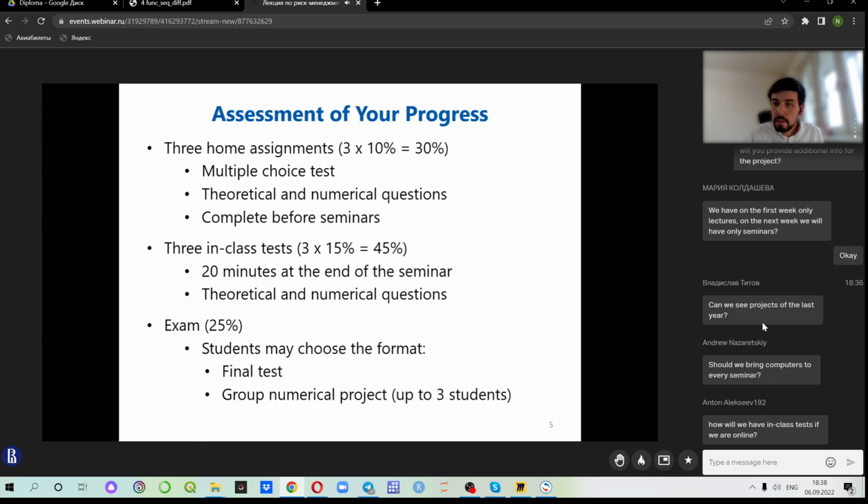Should we bring computers to the seminar? So, okay. I think I provided answers to all questions. Okay. Should I move on?